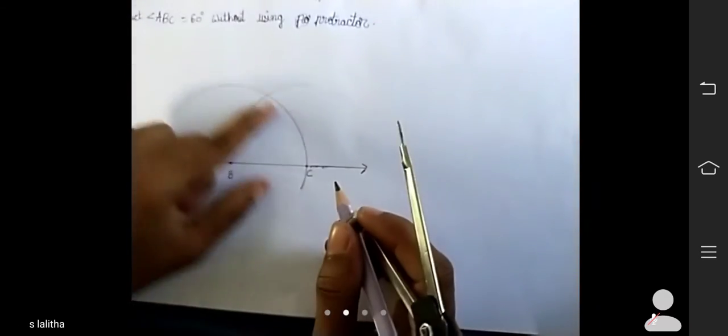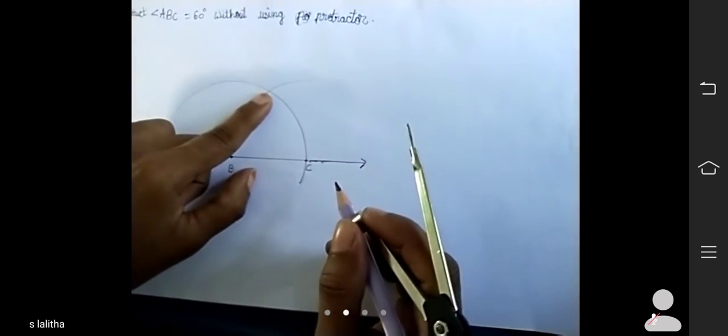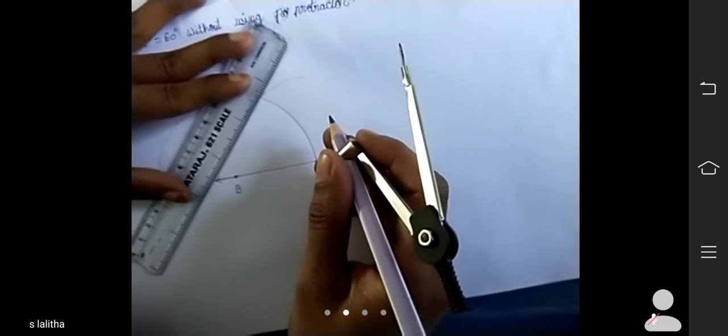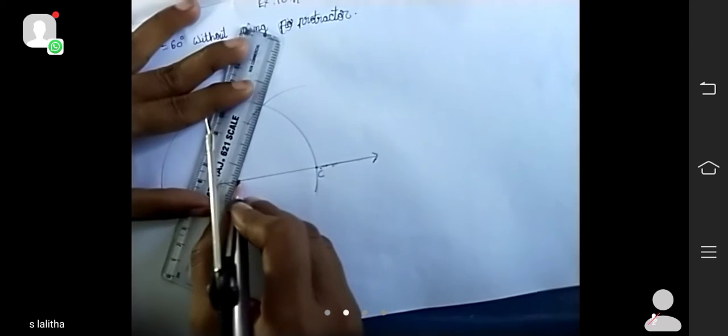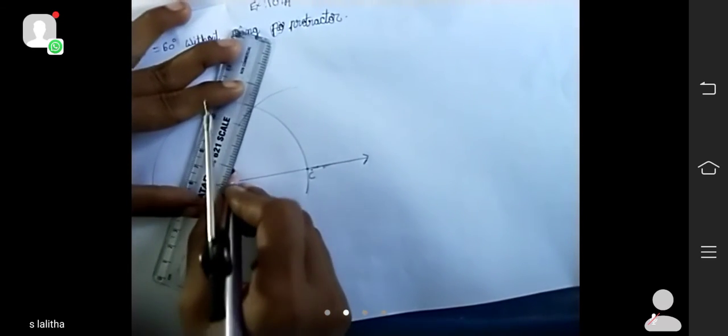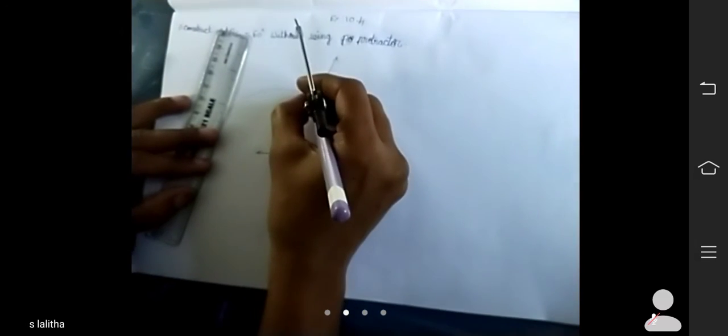Next, see here, these two arcs will be intersected here. Now, you have to join this line like this at B. Where the two arcs intersect, you have to join the line. So now you have to put the point A where the two arcs intersect.